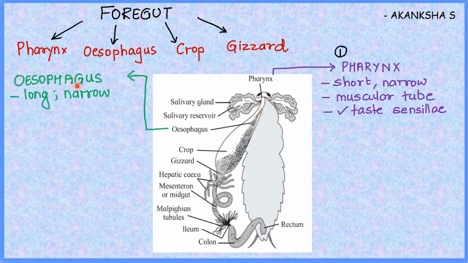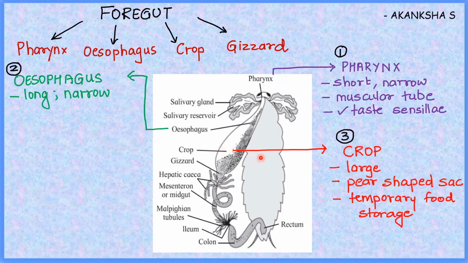Next, we have the esophagus. Nothing much. The esophagus is just a passage. It's pretty long and narrow. That is it. Like in our body, the esophagus does not have any digestive function. It is just a passage which helps pass the food from the mouth to the stomach.